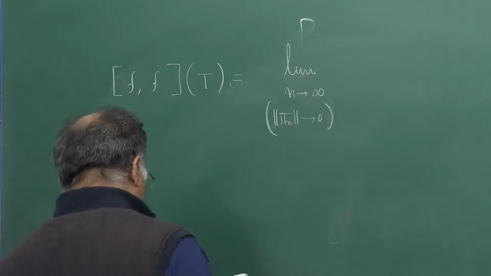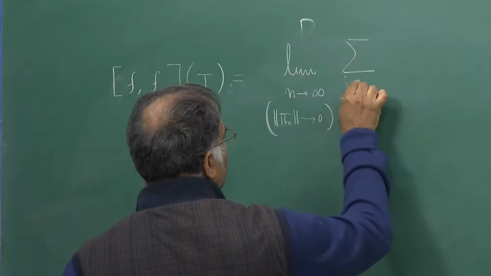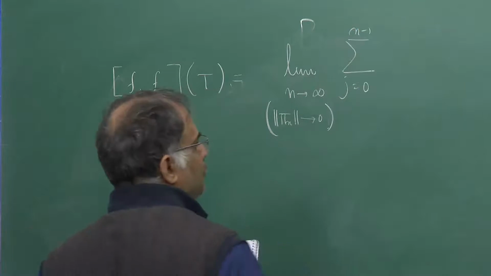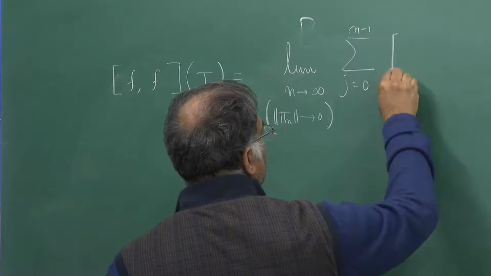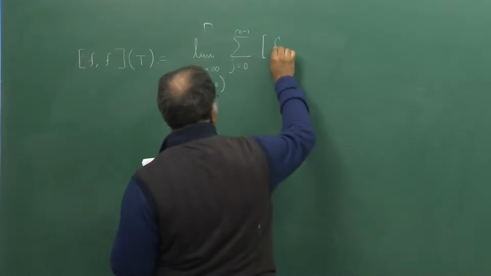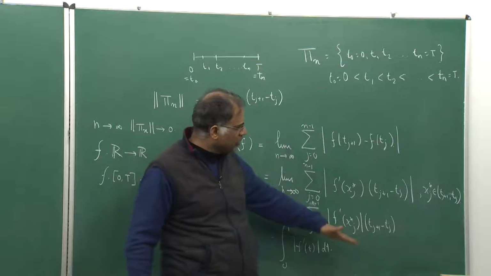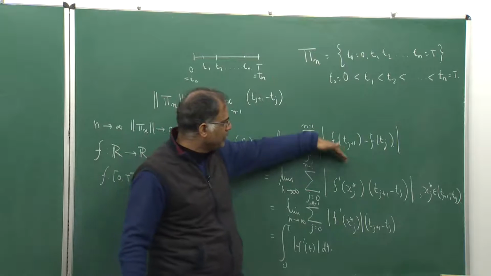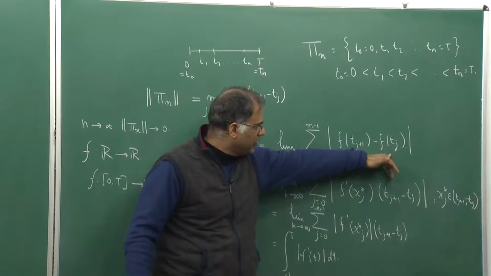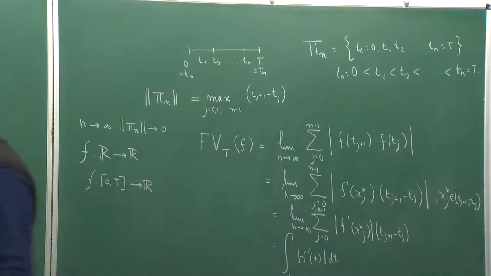So as n goes to infinity, the sum over j equal to 0 to n minus 1, instead of having the modulus, the absolute value of the difference. So what does the first variation do? It counts the total number of times the function goes up and down, up and down. That's what it is counting, the variation from here. So if this function value is lesser than this, it goes down, and then possibly it can go up. So it's counting the total up and down, the crossings.